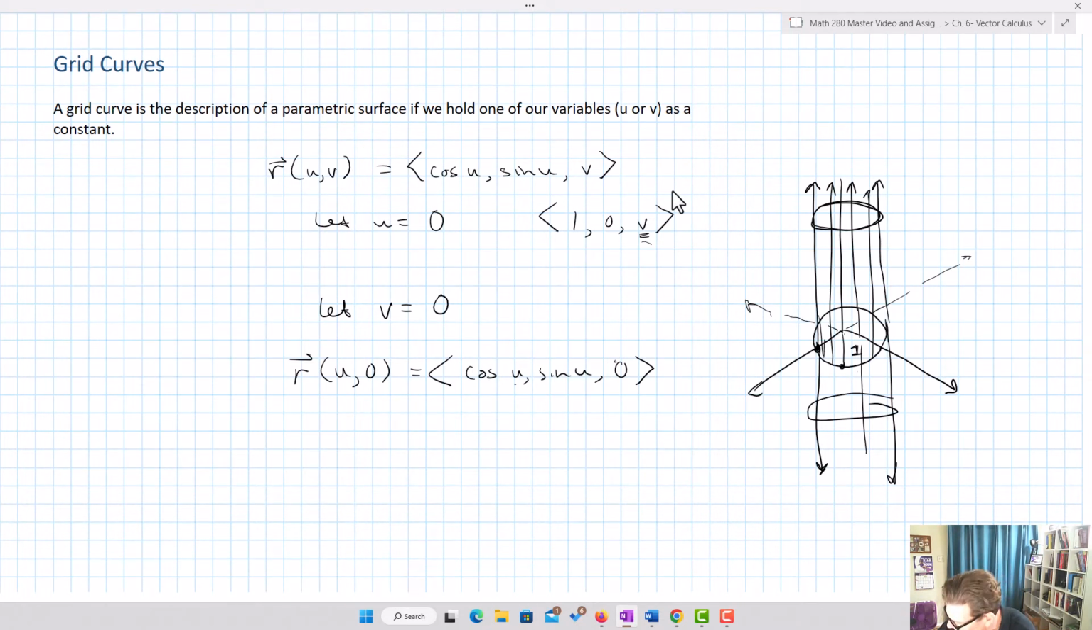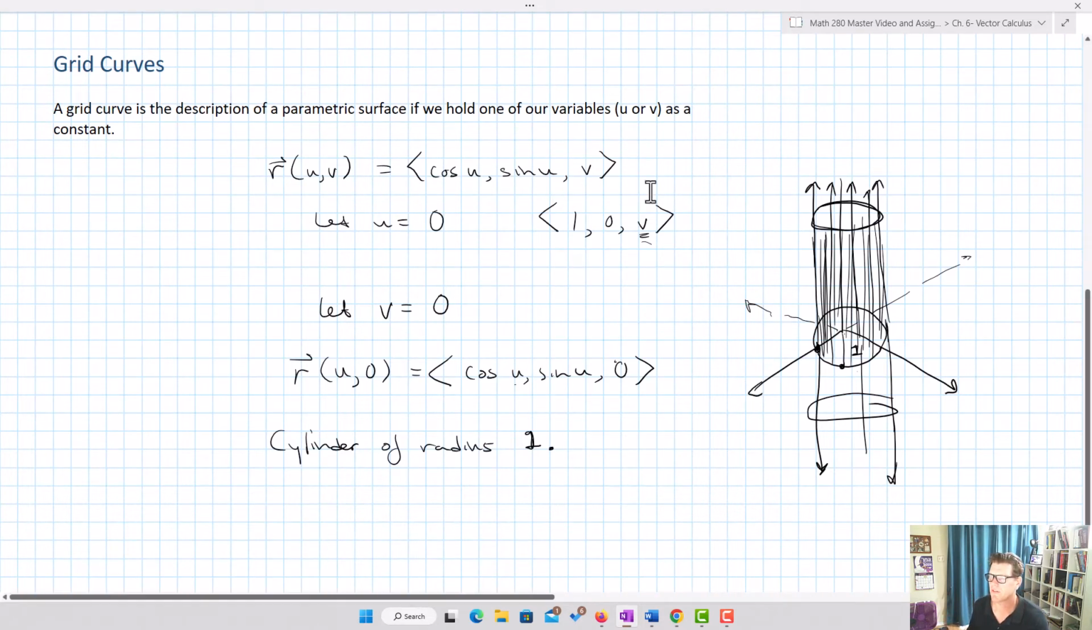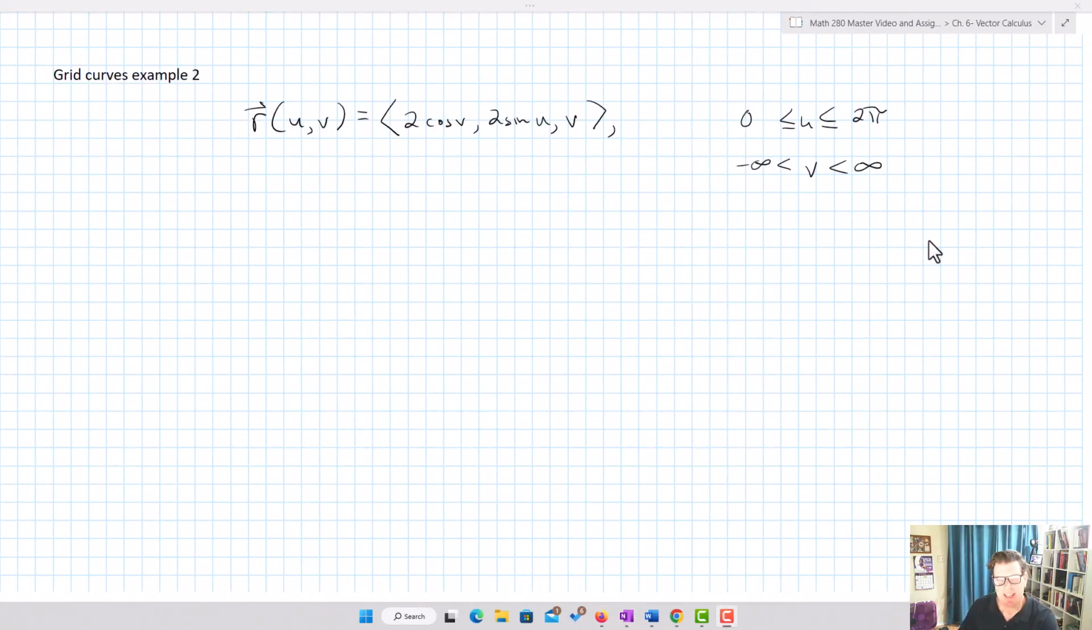Sometimes I imagine that I'm shading in the lines circling the circles, and that gives me that cylinder. So putting the grid curves together, we get a cylinder of radius 1, and that's what it looks like. So the grid curves can be very informative for understanding what the parametric surface looks like. Let's take a look at another example.